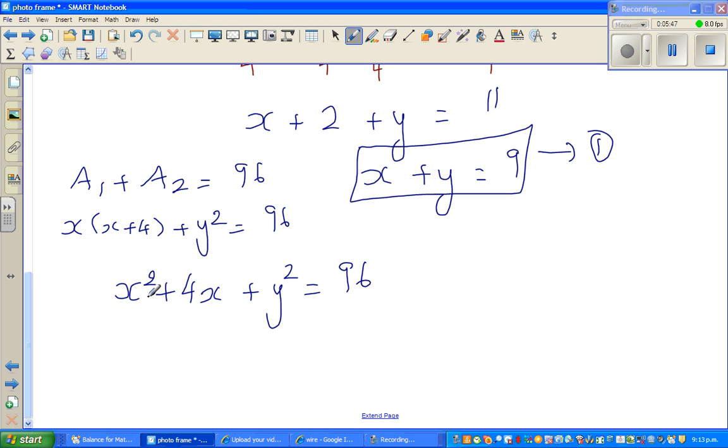I've got an x squared, I've got an x, I've got a y squared. So you've got too much information. I want to try to get everything in terms of x. So can I write y in terms of x from somewhere?